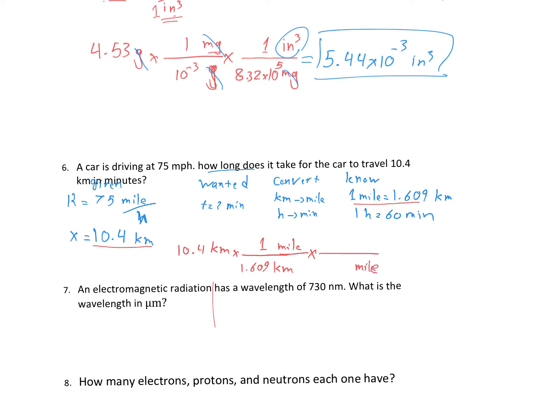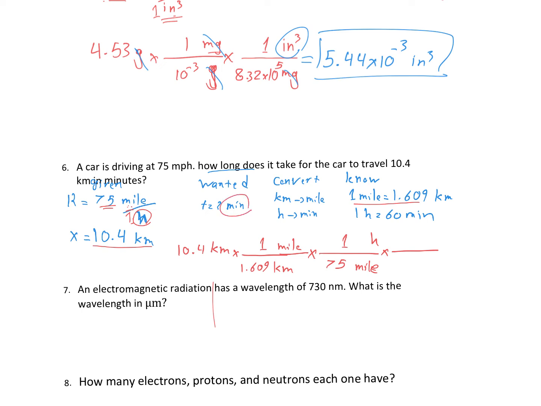From miles I want to go to time, so it's hours here, so I have to put hour here, and 75 miles is 1 hour. Again, the same thing as with the density: if you have a ratio unit, the number is for the top unit, and it's per one of the bottom unit. Okay, so that's it. We have an hour.